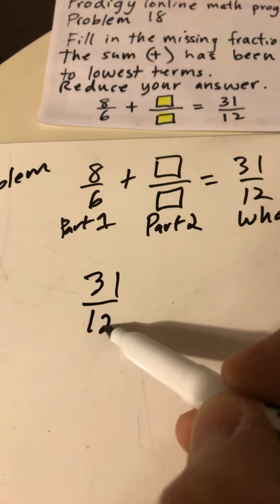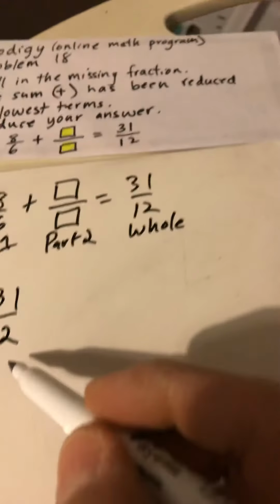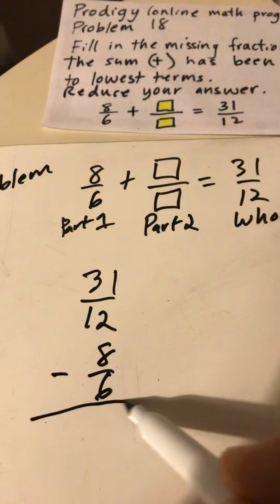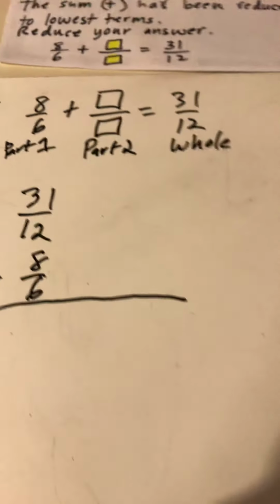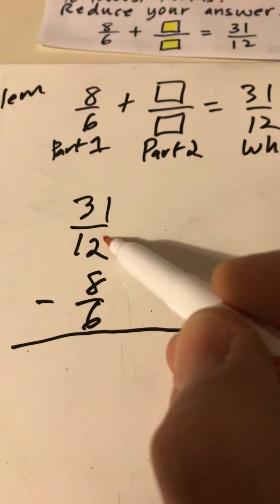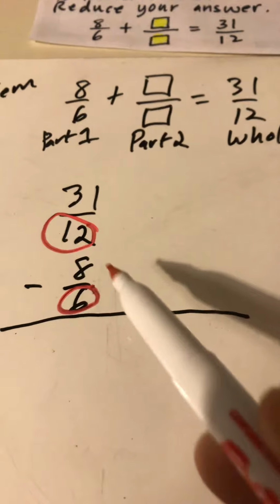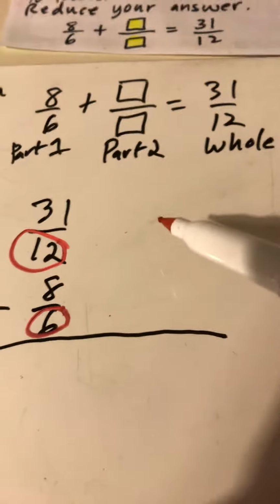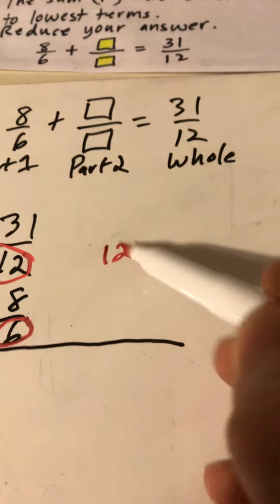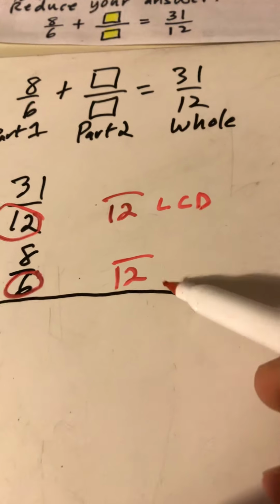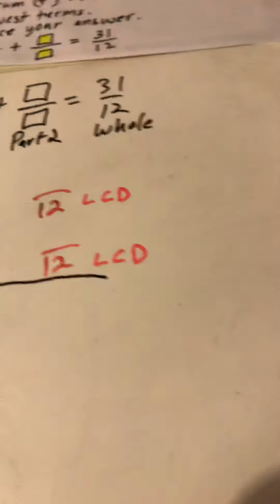31 over 12 minus the whole minus the part that we have, 8 over 6. Now, when I try to subtract this out, I have to notice something that's glaring. And what's glaring about this is the denominators don't match. Okay, so I have to find the least common denominator. The 12 and 6 both go into 12. So the least common denominator for 12 and 6 is actually 12. That's the least common denominator, the first number that they both go into.